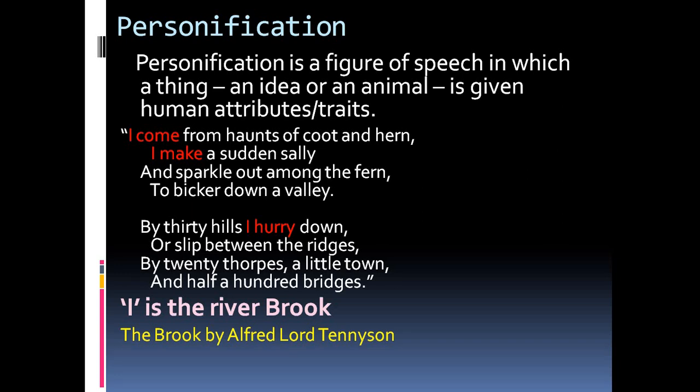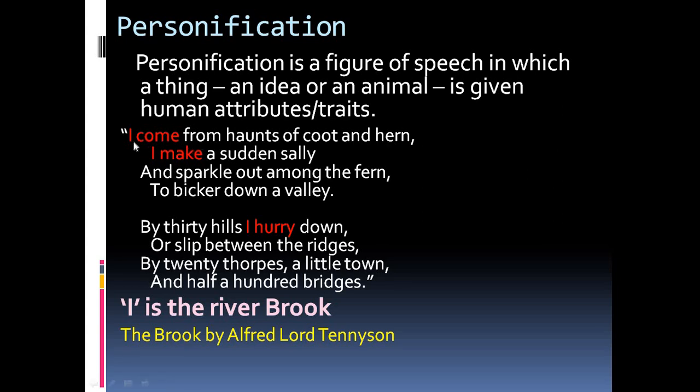I come from haunts of coot and hern, I make a sudden sally, and sparkle out among the fern to bicker down the valley. By thirty hills I hurry down, or slip between the ridges, by twenty thorps a little town, and half a hundred bridges. It's a very famous poem. I'm not going by the meaning of these lines now, so I'll discuss personification. I come from the haunts of coot and hern.